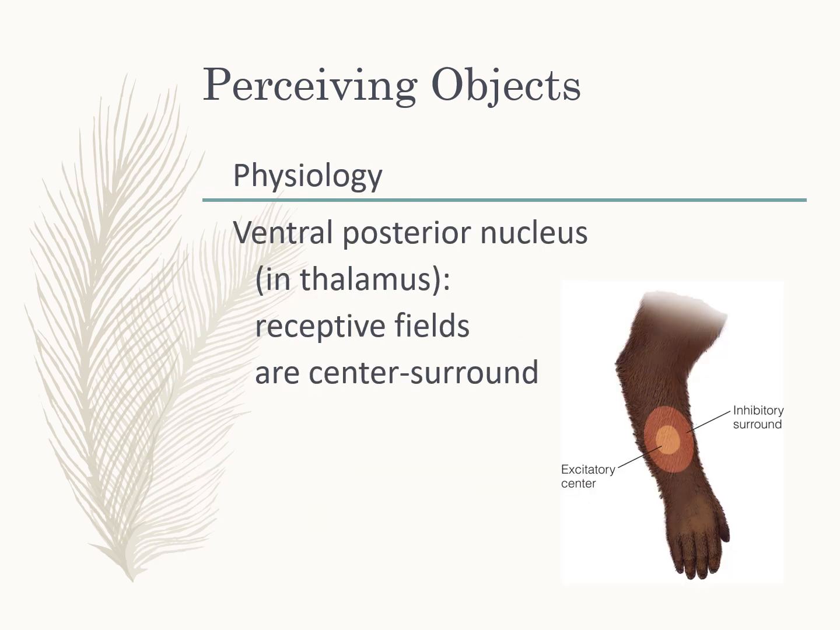When we get to that thalamic nucleus, the ventral posterior nucleus of the thalamus, we have center surround receptive fields. This should sound familiar, right? And I may have shown this picture when we talked about center surround receptive fields for vision, because for vision it seems really abstract, and for touch, it makes some amount of sense.